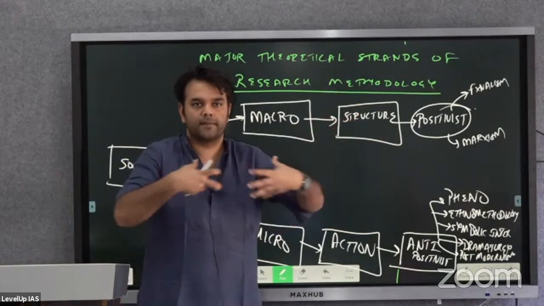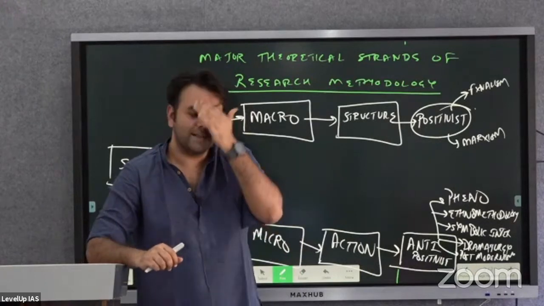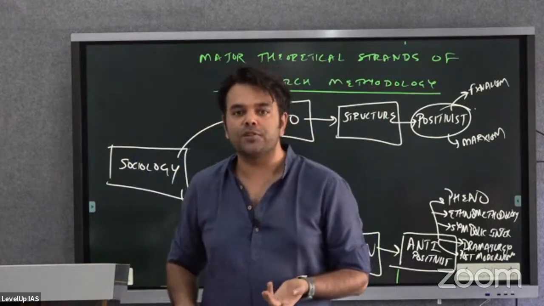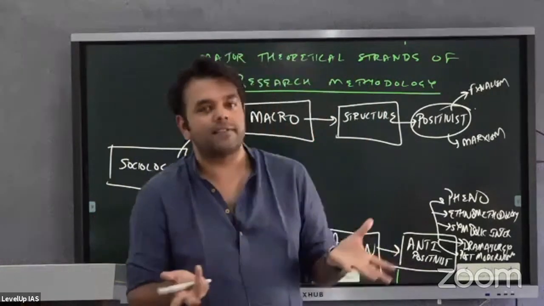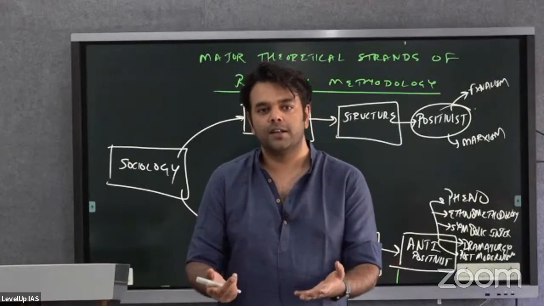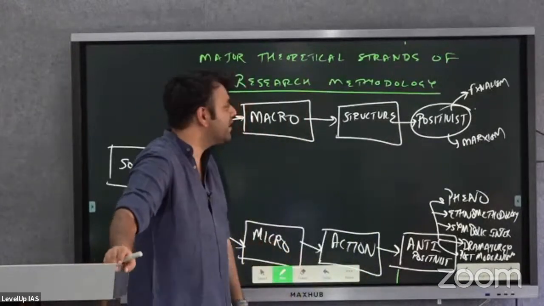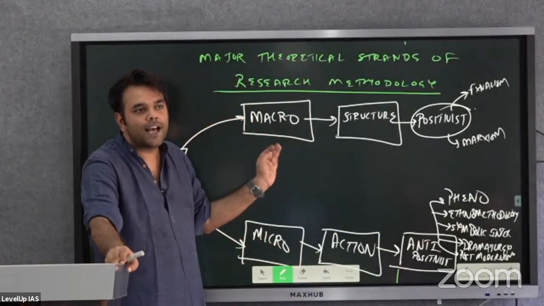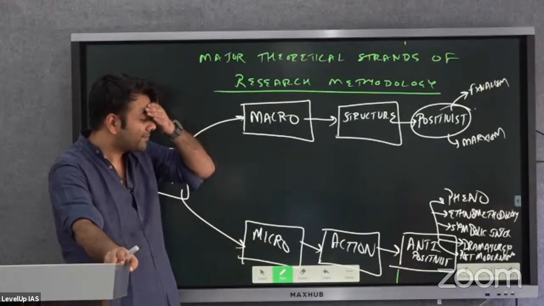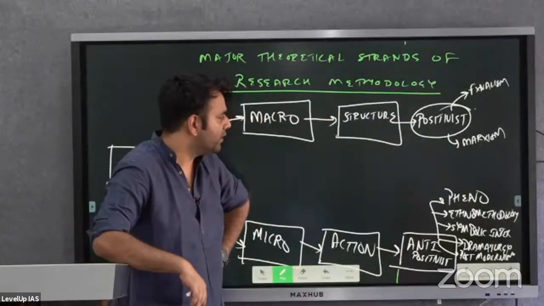Strands हैं ये, strands. Research methodology के. इसका मतलब क्या होता है? इस statement का मतलब क्या है? If I as a sociologist want to research on religion, what are the theories that are available at my disposal which can be used to conduct my study on religion? So I may conduct study on religion using macro approach. I may even conduct study on religion using micro approach. This is the major theoretical stance. This is what you have to remember.